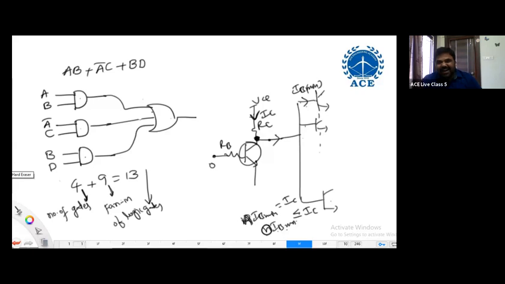I feel now I have unnecessarily introduced the word fan in. Simply number of inputs is sufficient, right? Yes, fan in and fan out. When I discussed fan in, then I mentioned fan out.